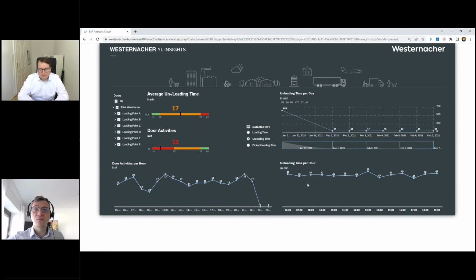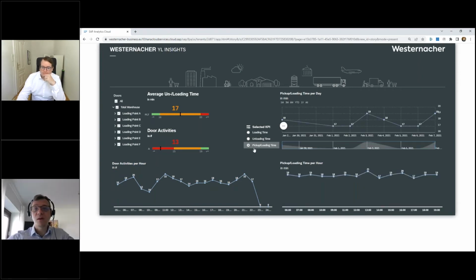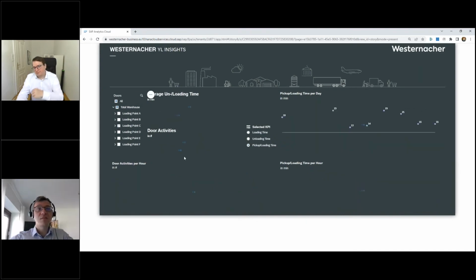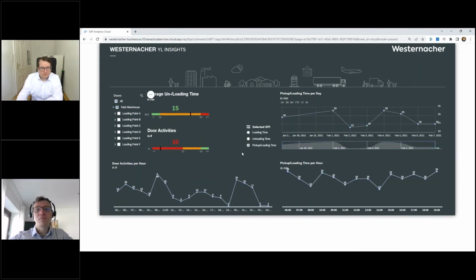Also, with regards to the unloading times, again, we have this on a day-by-day basis or for the last 24 hours. And if you would like to look not at unloading time but loading time, we also have this. Or if you would like to choose the pickup and loading time, we can also look into this. And again, here you can filter it by loading point, so you don't necessarily need to look at your whole warehouse but can look at the individual door. In this example, the loading points would reflect different types of cargo.